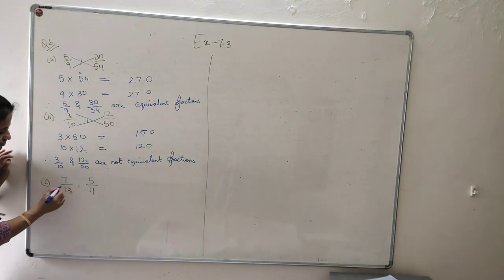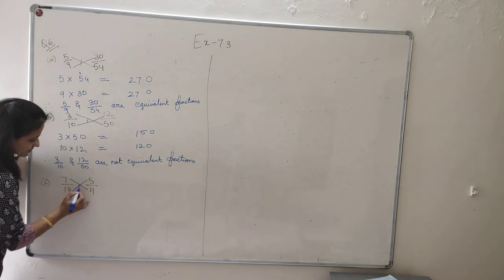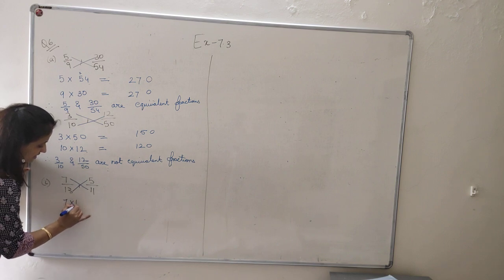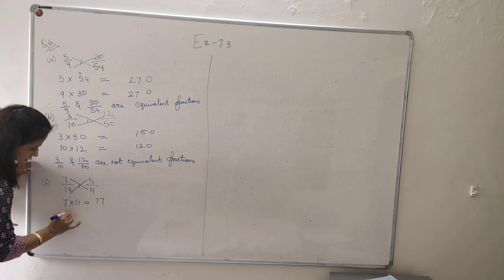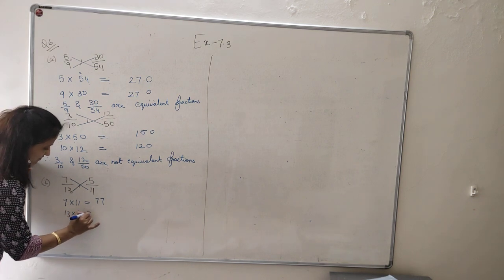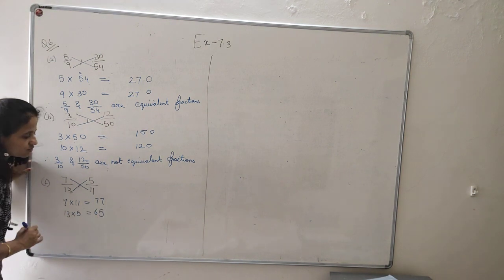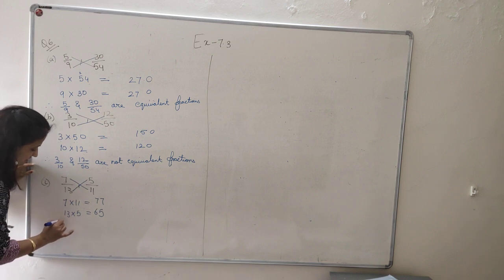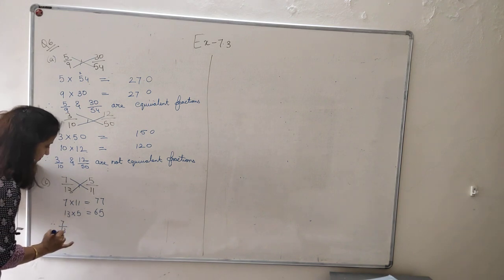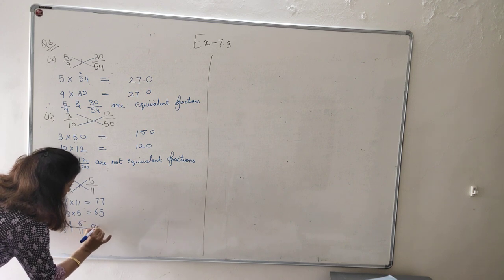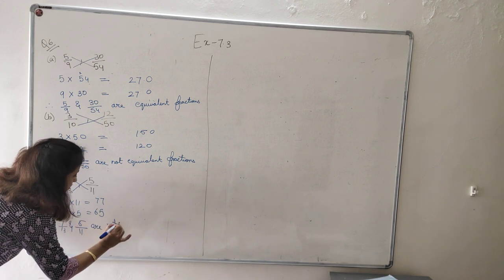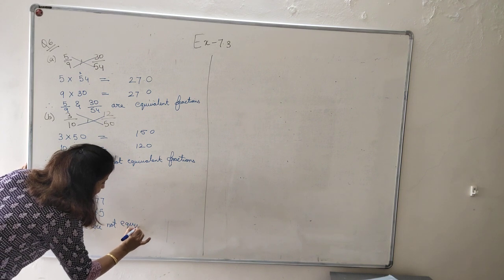Coming to the last question, I'll cross multiply. 7 multiplied by 11, it is 77. 13 multiplied by 5, 13 5s is 65. Are they equal? No. Therefore, 7 upon 13 and 5 upon 11 are not equivalent fractions.